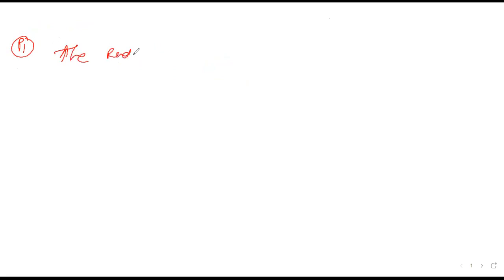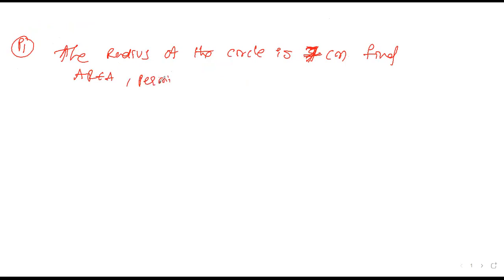Write down the problem. The radius of the circle is 7 centimeters. Find the area and perimeter of a circle. This is the question.